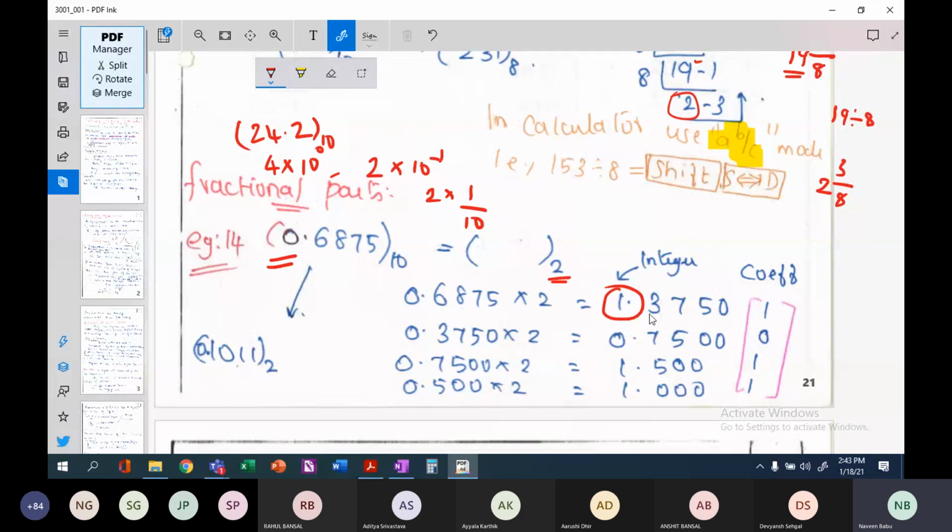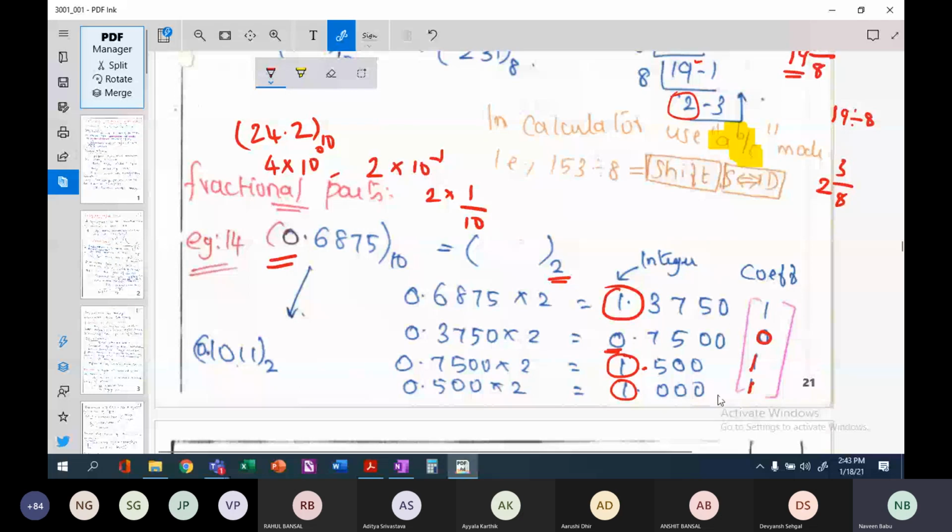And what is the remaining? It is 0.3750. So 0.3750 multiplied by 2 is 0.7500. The coefficient here is 0, so write 0 here. Then 0.7500 multiplied by 2, you will get a coefficient 1 here, write this one separately, and then 0.500 multiplied again by 2, so you will get 1.000. Write this coefficient separately.